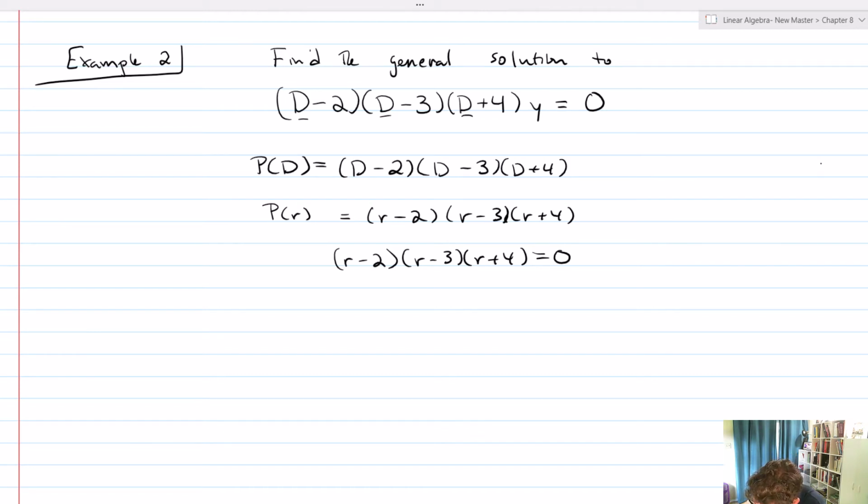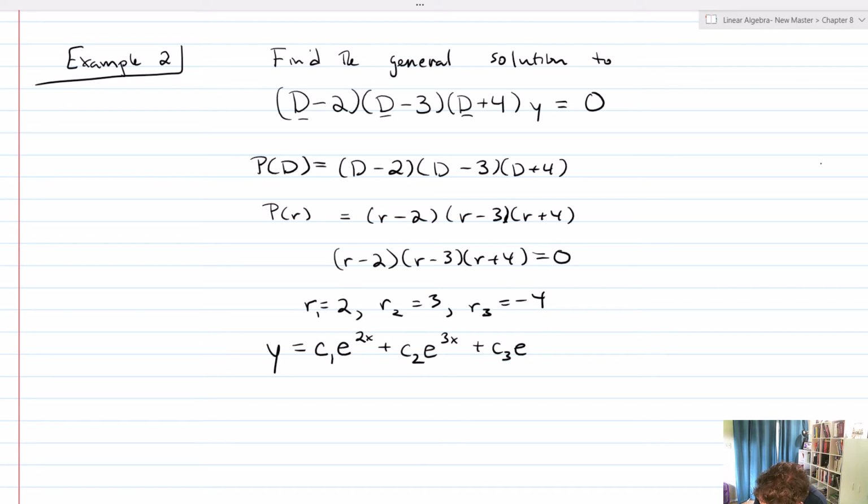So solve that, and we get r1 equals 2, r2 equals 3, and r3 equals negative 4. So my solution is going to be y equals c1 e to the 2x plus c2 e to the 3x plus c3 e to the negative 4x. And that's the solution to the differential equation.